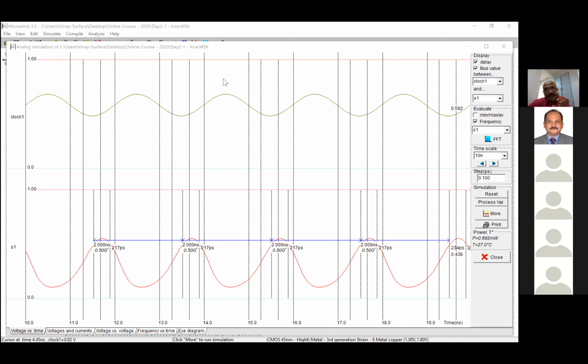Because you remember power is proportional to FCV square, right? Power is proportional to frequency times capacitance times voltage square. Did I change voltage? Did I change frequency? No. Did I change capacitance? No. Did I change the structure or the architecture of the circuit? No. Then why is my power consumption coming so high? I will answer this, don't worry. Why was the square wave not amplified?